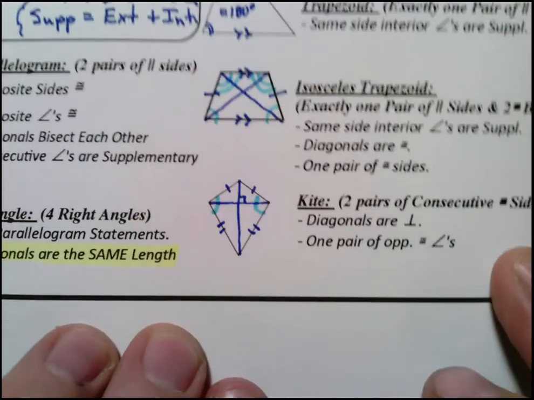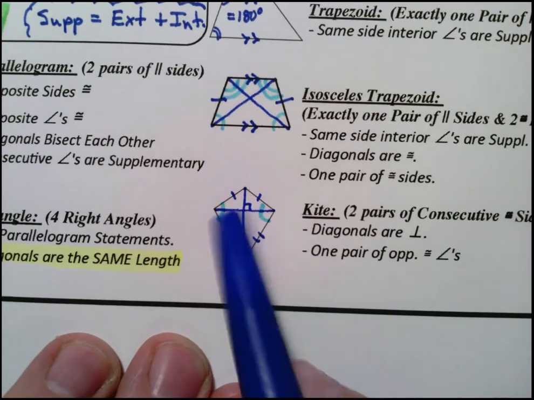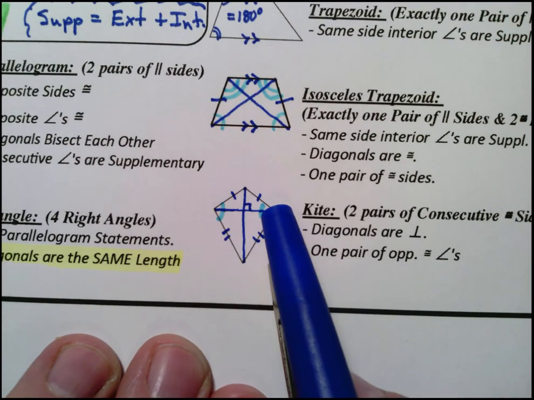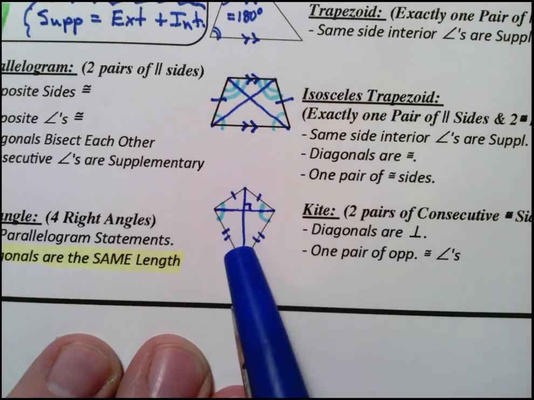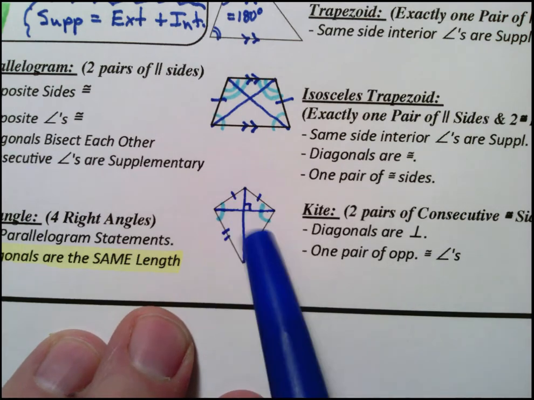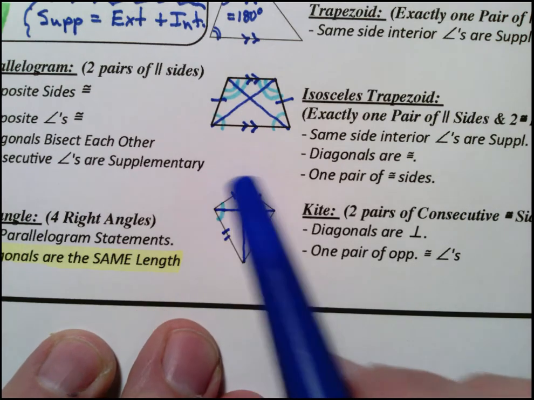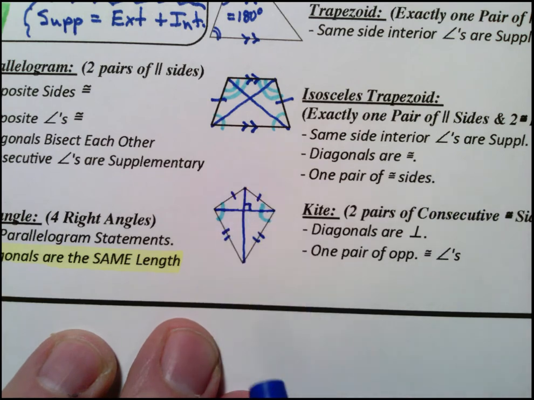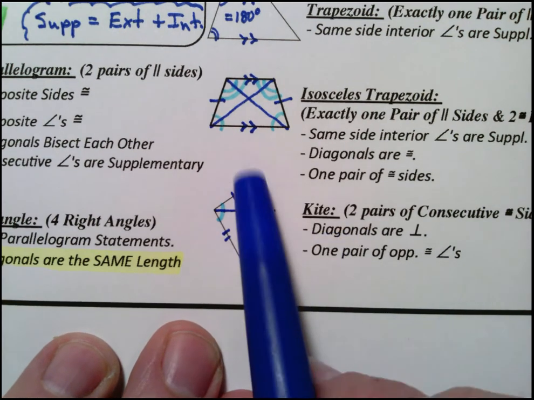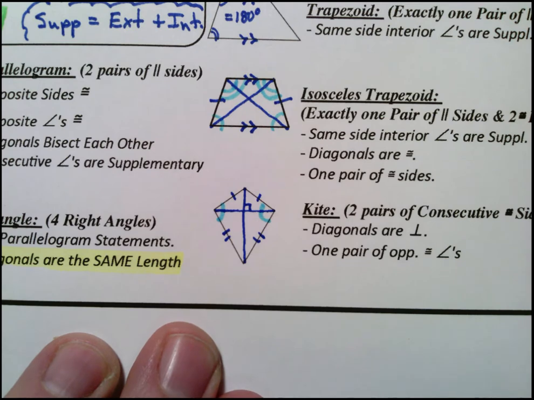Looking at the last one, if you look at kites, they're going to typically have two congruent angles that are opposite each other. These other two will never match each other. But you will have, by definition, two congruent sides that are consecutive, two pairs of consecutive sides that are congruent in a kite. The diagonals also, notice that they make 90 degrees when they cross each other.